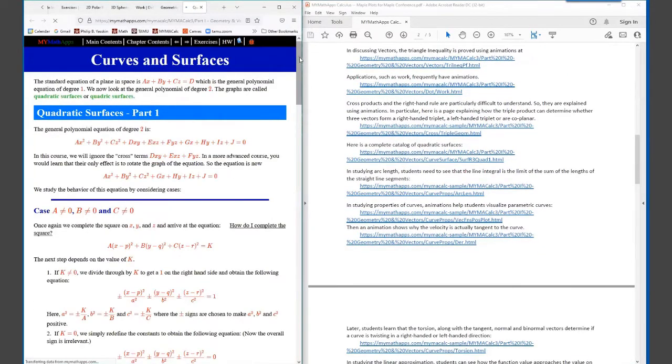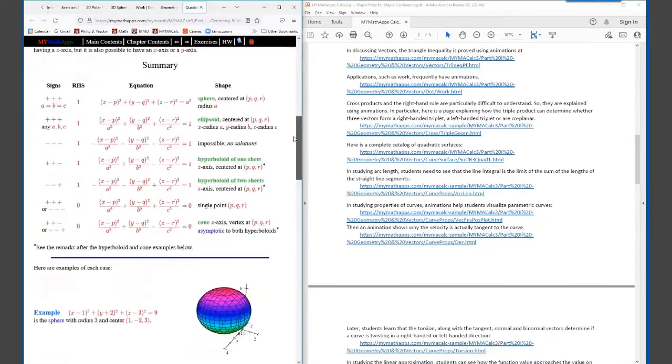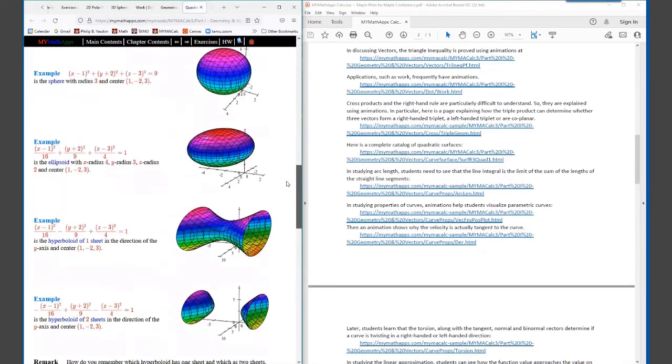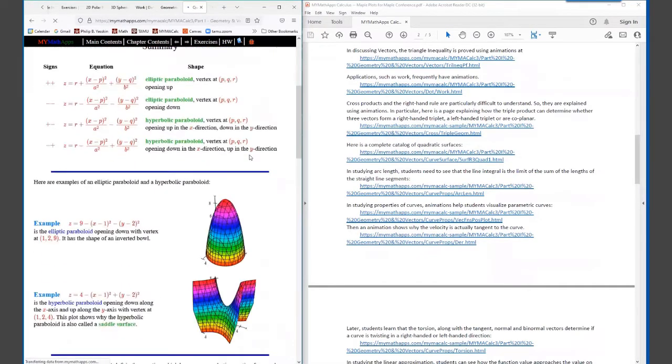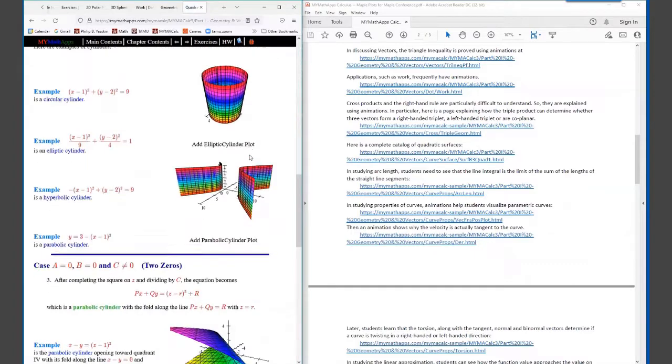Also, we have a complete catalog of quadratic surfaces, and more on the next page, which are the paraboloids and cylinders.